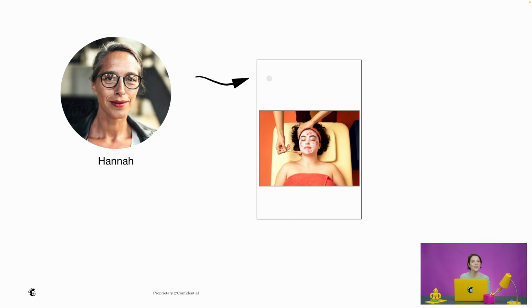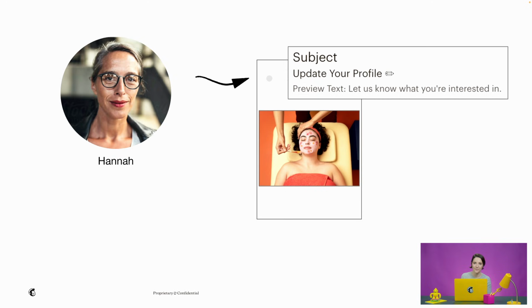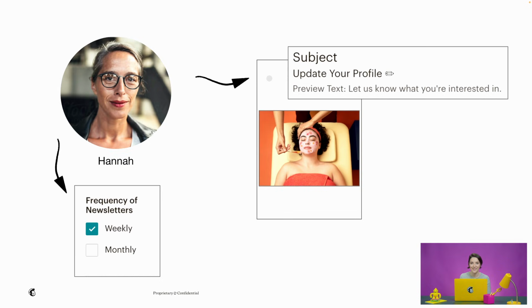A few months later, let's say we add an update your profile request to subscribers in our audience. In this request, we're asking our subscribers if they want to opt in to any customer-facing interest group options we've created, such as frequency of newsletters, which includes the options of weekly or monthly. Now, once she updates this form, we'll know Hannah wants to be contacted more frequently because she told us by selecting that weekly group option.